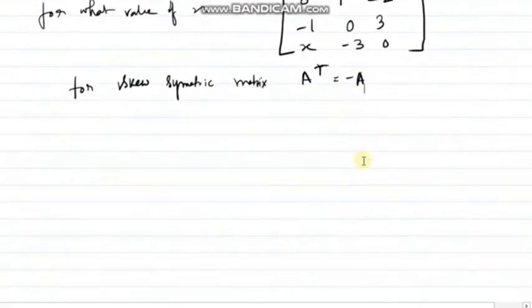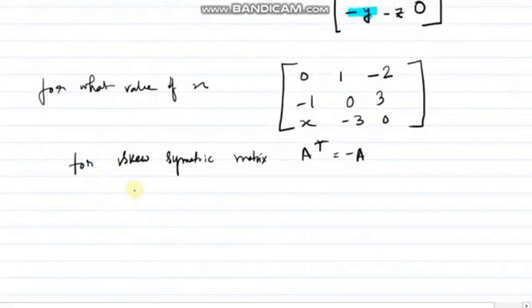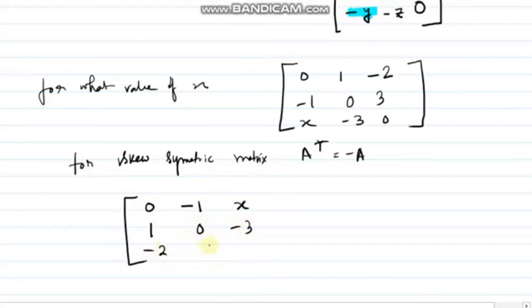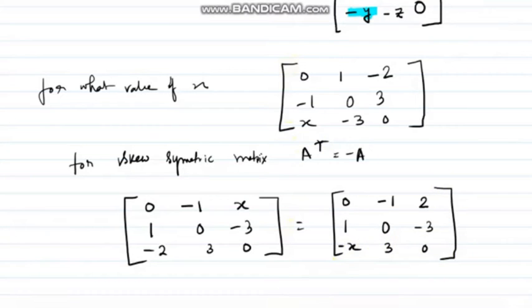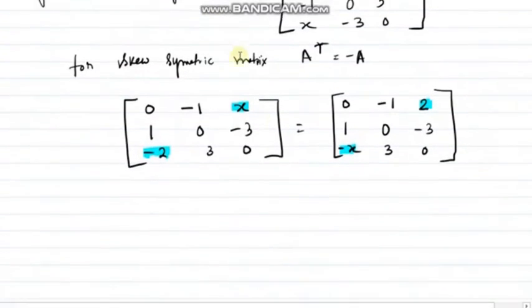So what is your A transpose from here? If we perform A transpose here, A transpose will be 0, minus 1, x, 1, 0, minus 3, minus 2, 3, 0, and that will be equal to minus A. Just put minus sign in front of all the elements. So this will be 1, 0, minus 3, this will be minus x, 3, 0. This is minus A, right? So now just check where we have x equals 2. If you solve this, also you will get x equals 2, right? So this is the concept of skew symmetric matrix.